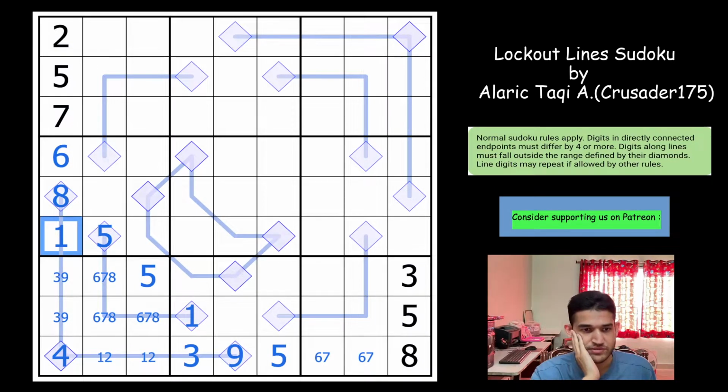Excellent Sudoku, guys. This is really nice. 3, 5, 8, 6, and 7. So 1 is forced here. That becomes a 2, 4, and a 9. So now we are getting some action on the right part of the grid.